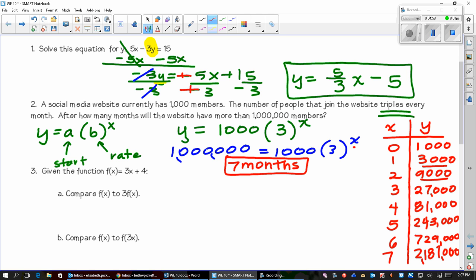And I just realized here, I set it as an equation, but we really don't want it to be an equation. We really want it to be an inequality. We want this number of members here to be greater than or equal to 1 million. Okay?